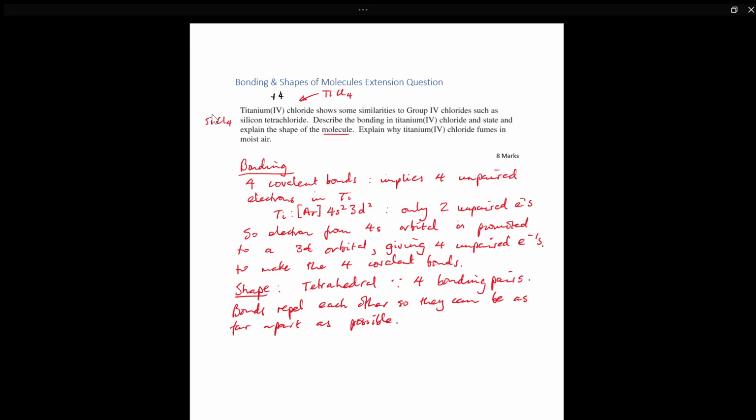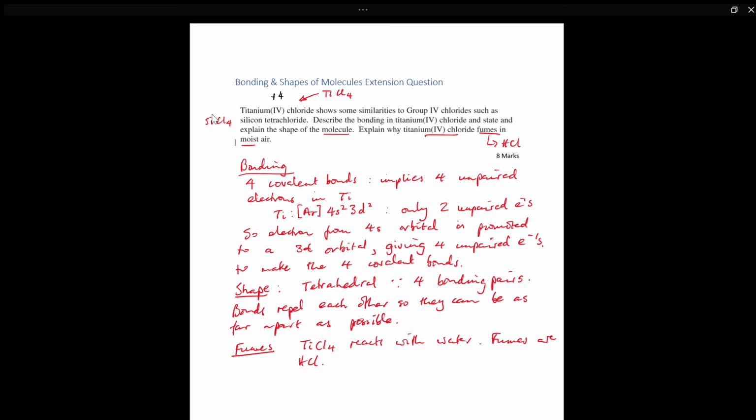Now we want to explain the fumes. Fumes we come across a few times in A-level chemistry, and pretty much always it implies hydrogen chloride is present, and that's the case here too. We're going to notice that it says moist air, so the reaction is clearly between titanium chloride and water. So let's make a little subtitle for ourselves, fumes, and state that our titanium chloride reacts with water. The fumes are hydrogen chloride.